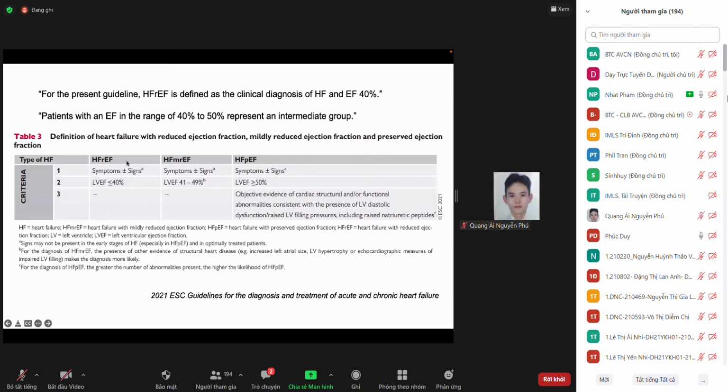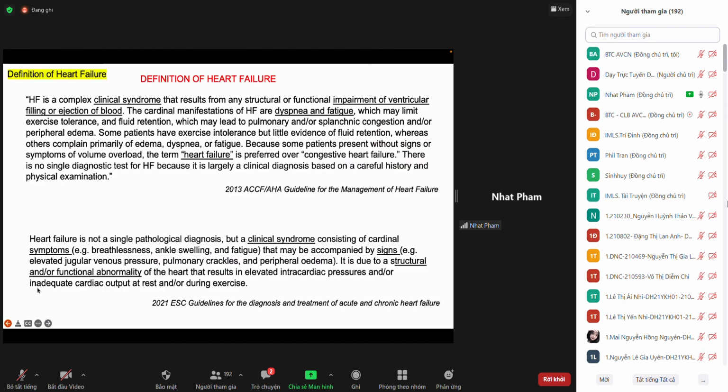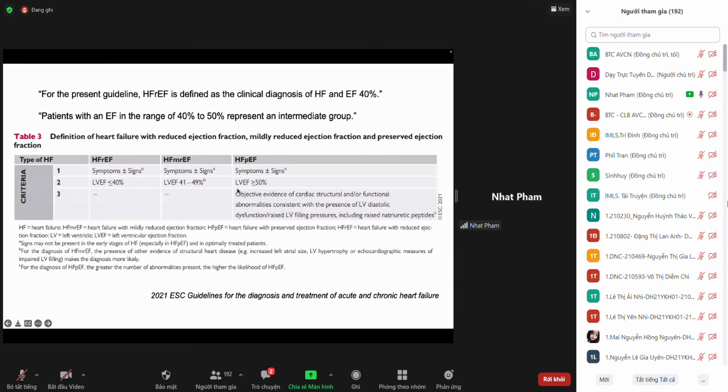So firstly, as you can see from here, it is a reduced ejection fraction, when we have signs and symptoms, as well as a left ventricular ejection fraction less than 40%. And for the preserved ejection fraction, the patient can have an ejection fraction more than 50%. For heart failure with mid-range ejection fraction, the ejection fraction is usually between 41 and 49%.